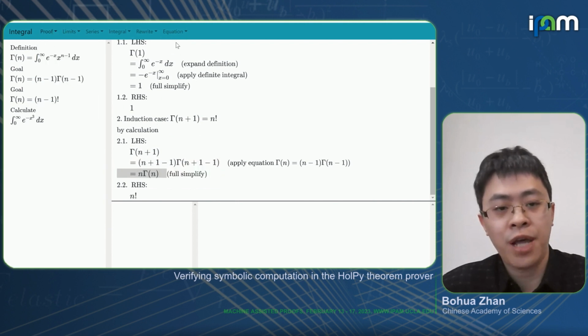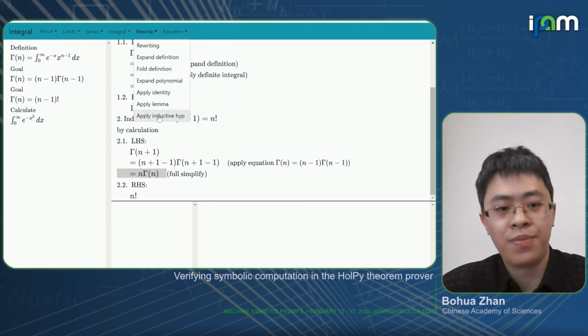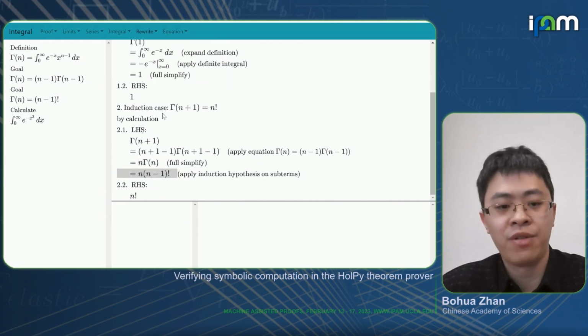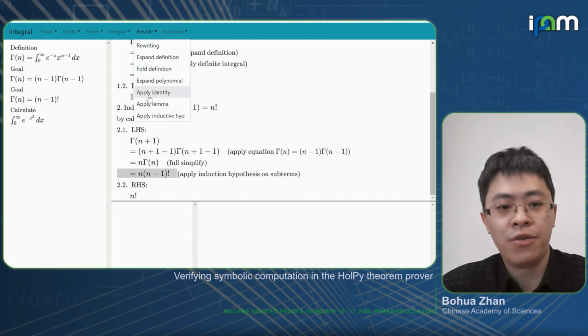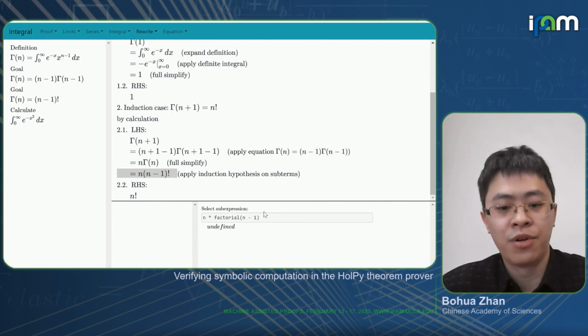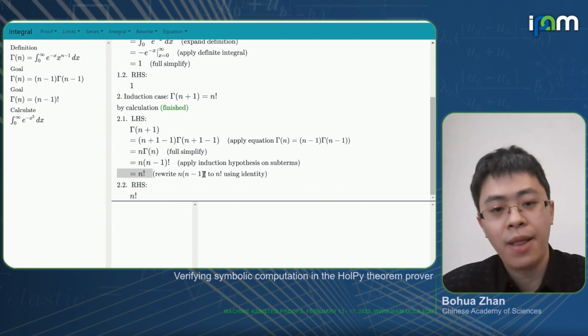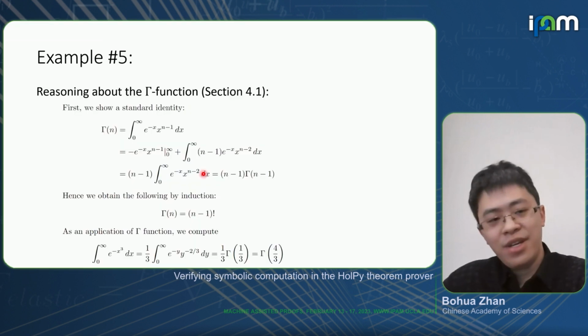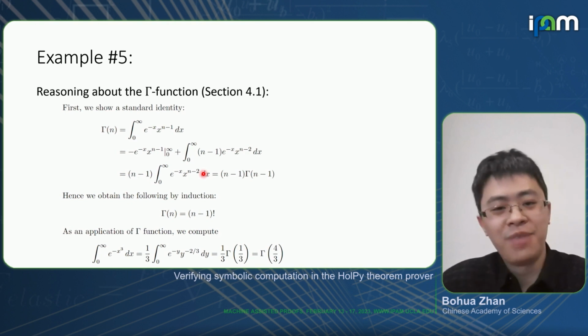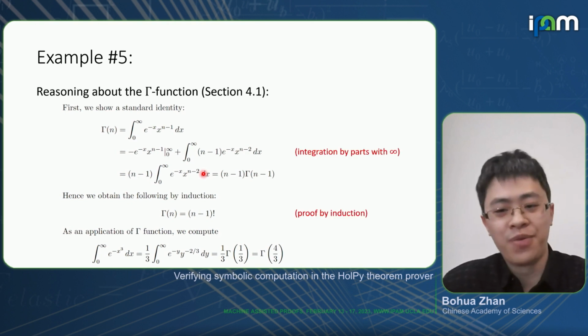And now we use the induction hypothesis, which is one of the steps that we can choose from the menu. And finally, we apply identity for the factorial. So again, using the same menu item. So apply identity. And again, the system suggests us that this can be rewritten to n factorial. Okay, so this finishes all the demos thankfully without problems.